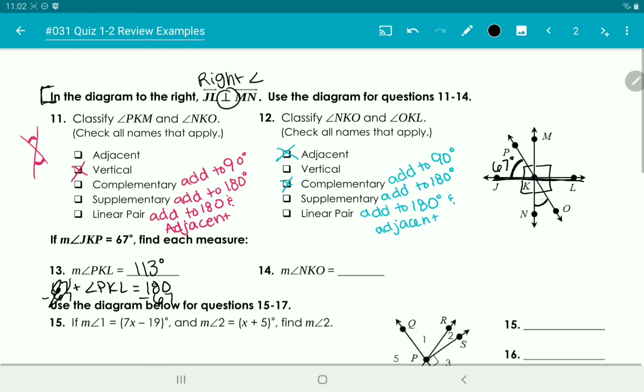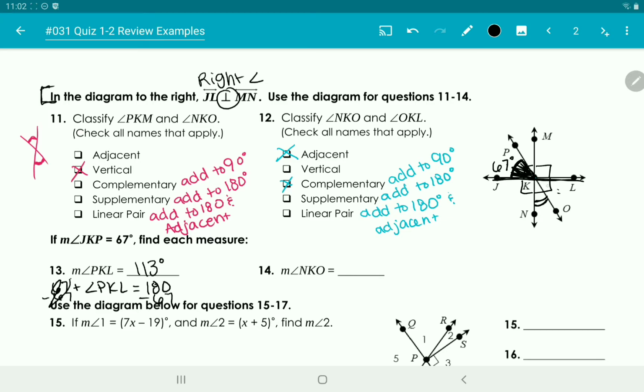Well, if we look at the fact that these two are vertical, so 67 and this angle right here, you can see that this angle is directly across the vertex from this angle. And vertical angles are congruent. So if this one is 67, this one's 67 degrees. So for instance, if this one over here was 30 degrees, the one directly across the vertex like that is also 30 degrees. So again, vertical angles are congruent.